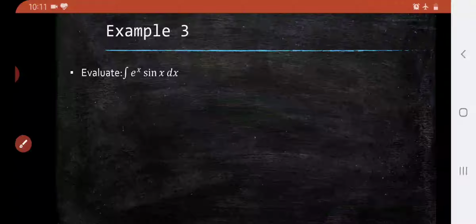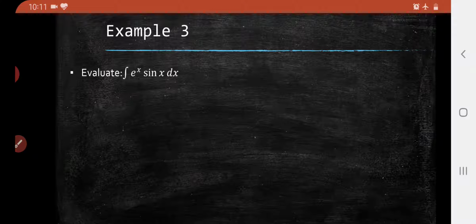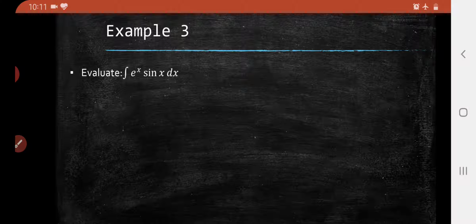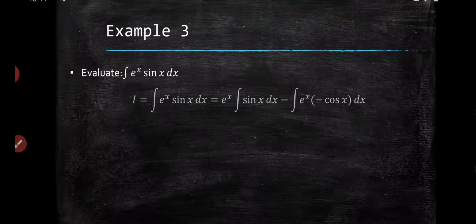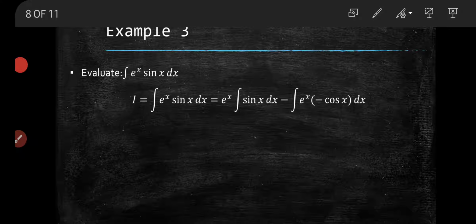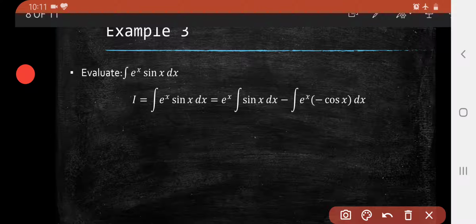So in my case, what I have done, I have chosen e to the power x as the first function and sin x as the second function. So nobody told you to do so, but you can do it. And also here I have done another thing, I have considered the whole integral as I. Why I have considered it as I, we will see it just in a bit.